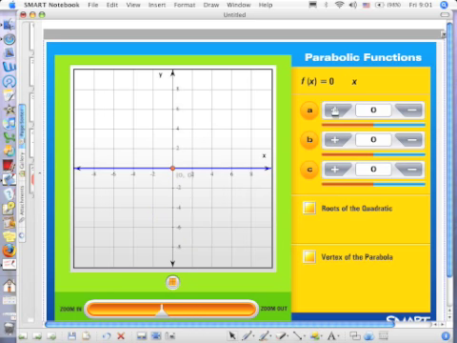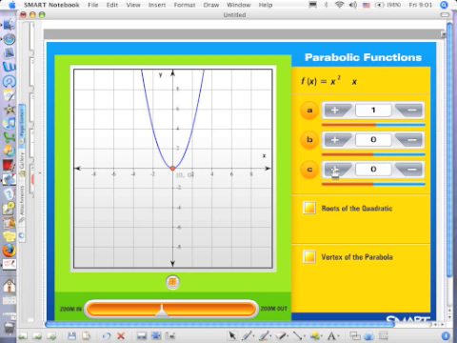Watch what happens when I change the C term. Does it change the fatness or skinniness? Does it move the vertex around the graph? Not in circles, but it moves it up or down. All right? So, oh, okay. Yeah, it's by 2s.